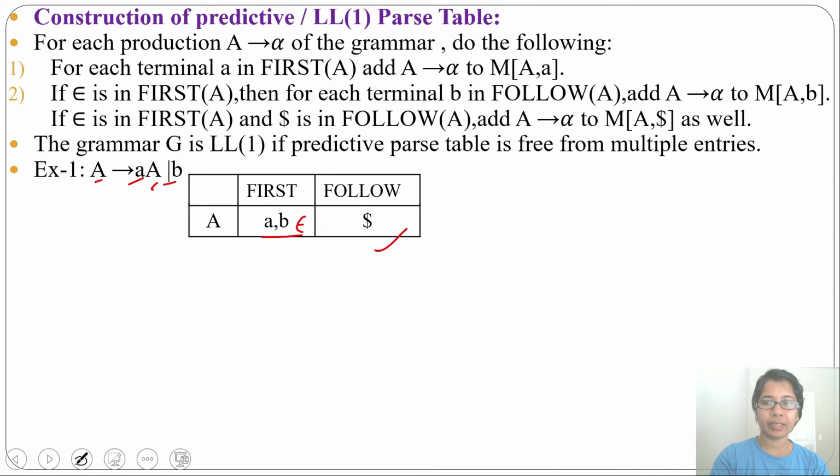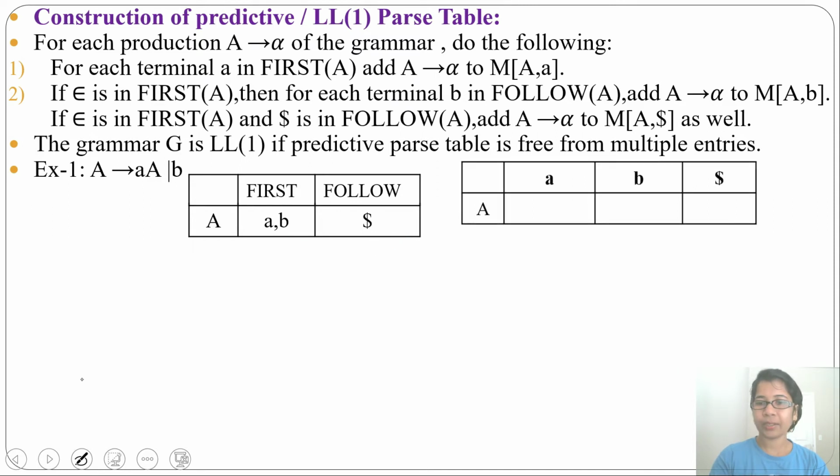Now we need to create the parse table. So at top we'll write all the terminals. Here the terminals are AB plus dollar. Why dollar? Every string ends with dollar. Like suppose AB is a string, that will end with dollar. In the first row we'll write all the terminals plus dollar, and in this column we'll write all the variables.